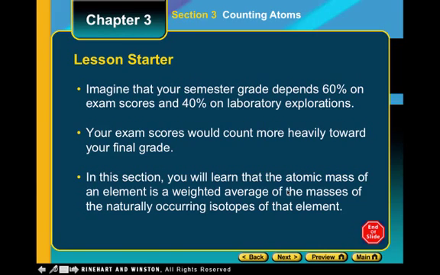So when we go to find the average atomic mass, it's very similar to this little example where if your semester grade's 60% exams, 40% labs, your exams will affect your grade more than a lab because there's a higher percentage. And so the average would probably be closer to your exam score than your lab grade when you get your semester grade.